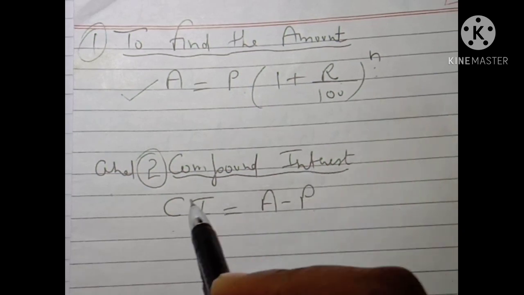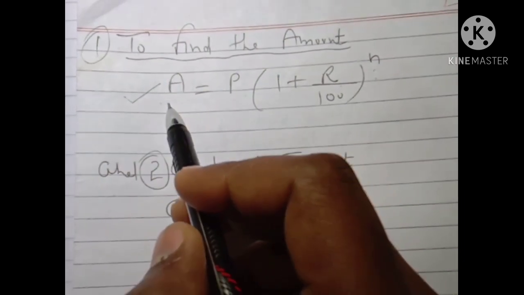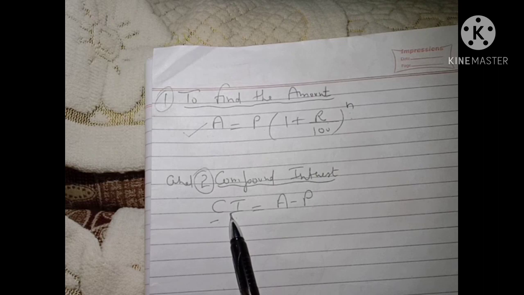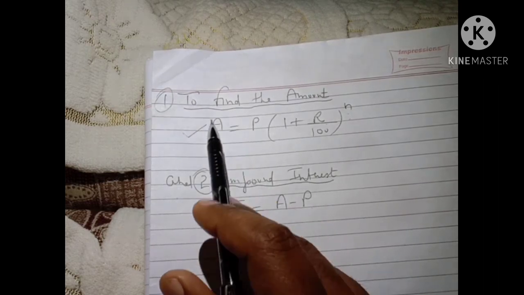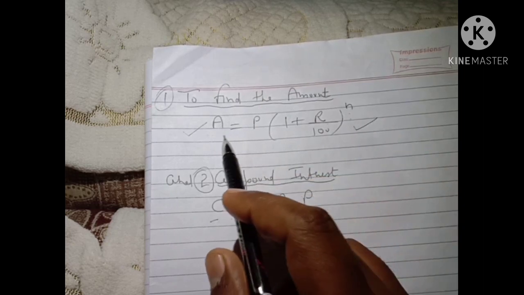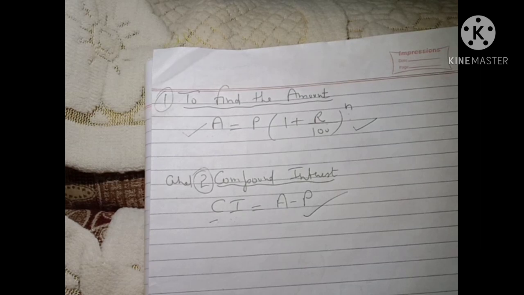And when we are going to find out the compound interest, firstly we have to find out the value of the amount in all the sums, because for finding the value of the compound interest in all the sums we have to find out the value of the amount. Means every time, firstly we have to apply this formula to find out the amount, that is A is equal to P into (1 plus R over 100) raised to power n, and after that we can find out the compound interest. Okay, now I am going to start the sums.